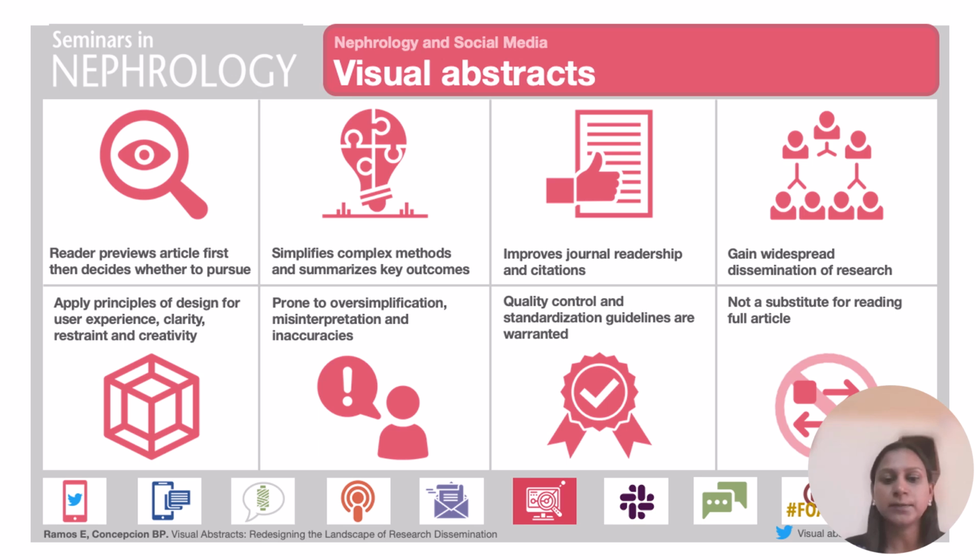So here is the brief summary of the visual abstracts. The first row gives us the pros and the bottom row gives us the cons of visual abstracts. A visual abstract is basically like a preview for the article. The reader first previews the article and then decides whether to pursue the article or not. It simplifies complex methods and summarizes the key outcomes. So we have already seen that it improves journal readership and also improves the citations. And also it helps in widespread dissemination of the research when you're using visual abstracts in social media.